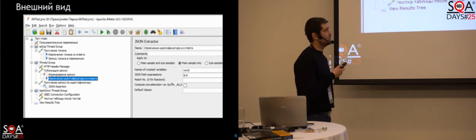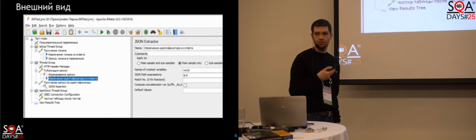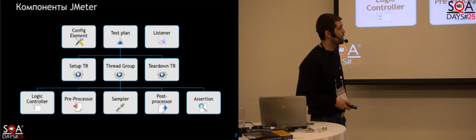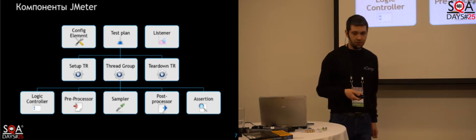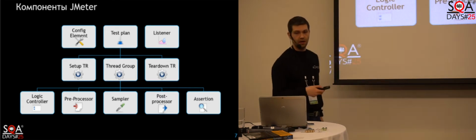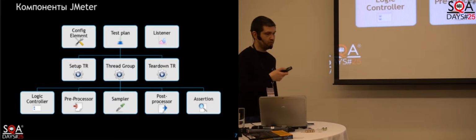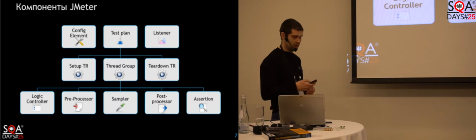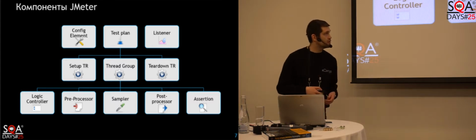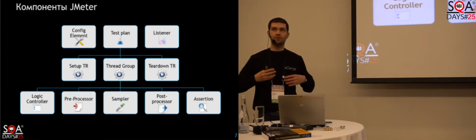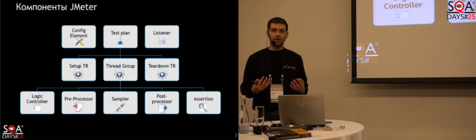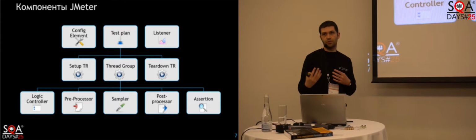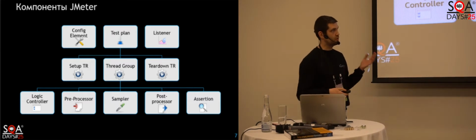This is how its interface looks. On the left you can see the standard menu, and on the right you can see the description of the components. All the Jmeter components have their own icon, which shows what this component is doing at the moment. And the red arrow shows that this component works before and does something for our sampler.